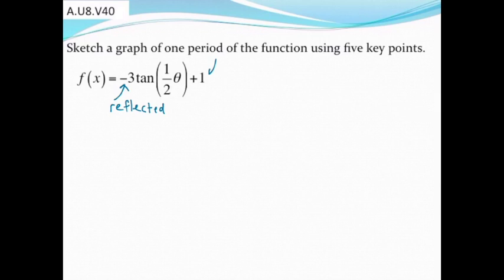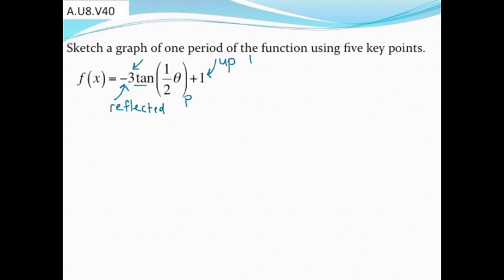I can see because I have a plus or sometimes a subtraction number at the end here, that's going to be moving your midline up and down. So that's going to move my whole graph up one. So every space will be moved up one space. Tangent graphs don't have an amplitude, so we're not going to list that, although 3 will be significant when I graph this in a moment.